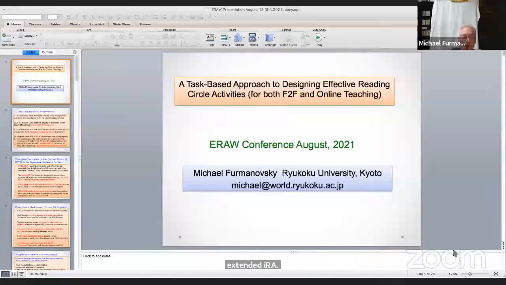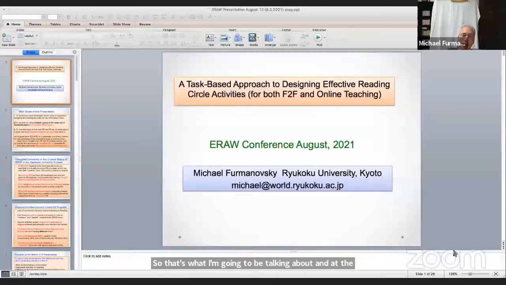At the same time, this presentation was originally for task-based learning. So a lot of what I'm going to be doing today is task-based learning.